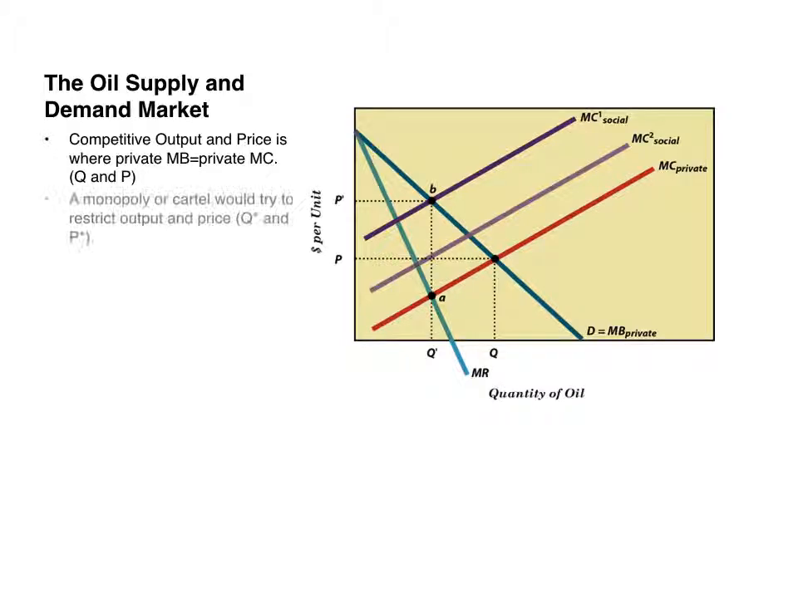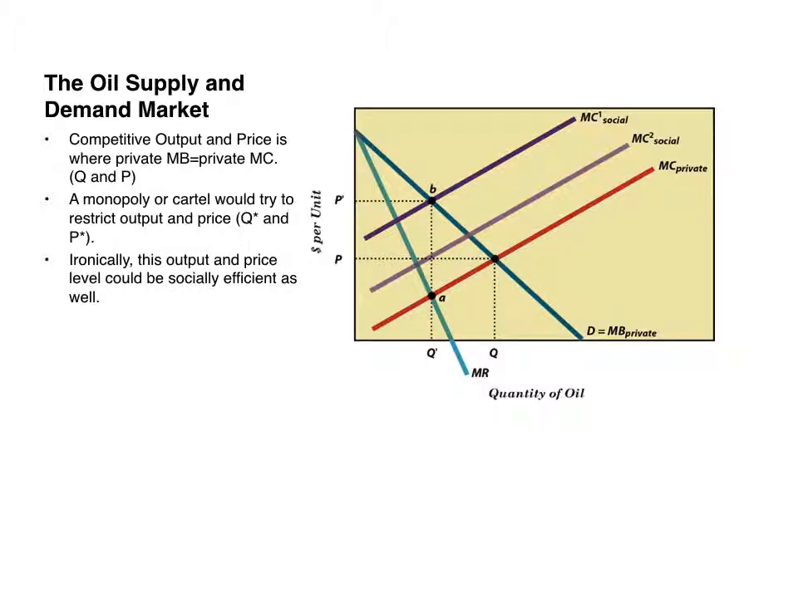Now, if we are a monopoly or a cartel, it would try to restrict output and price. That would be Q star and P star. Again, producing where MC equals MR. Oh, I see. In the competitive situation, you wouldn't have MC equals MR there. But in the monopoly, obviously you would.